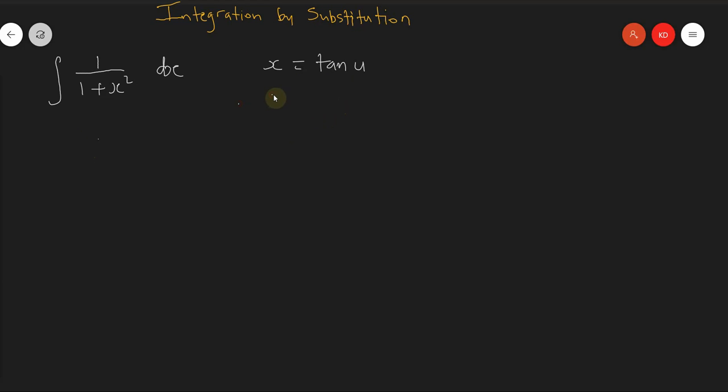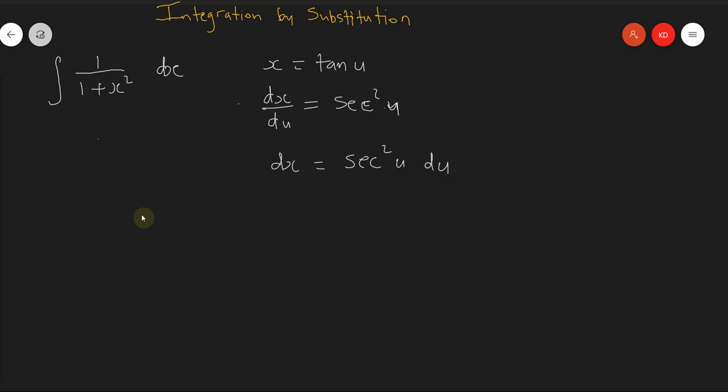Okay, so now if we find dx du, that would be equal to sec squared u. Therefore dx would be equal to sec squared u du, right?